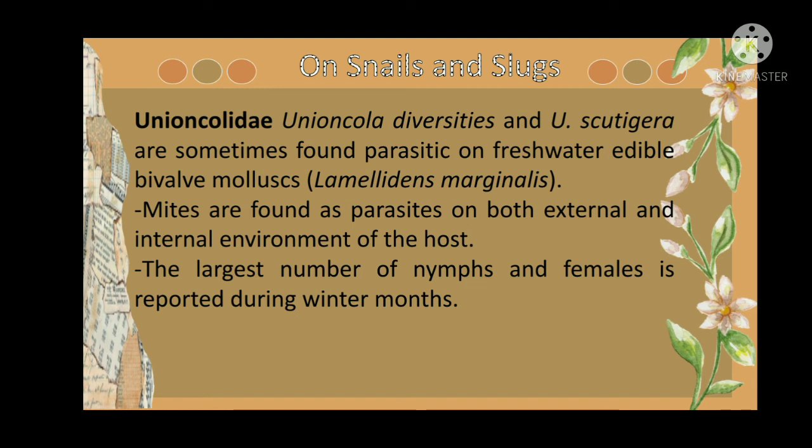Unionicolid larvae hatching from eggs swim in water at 12 to 20 degrees Celsius and live for at least 1 week. From 1 to 7 females are found per host, but never more than 1 male. The largest number of nymphs and females is reported during winter months.